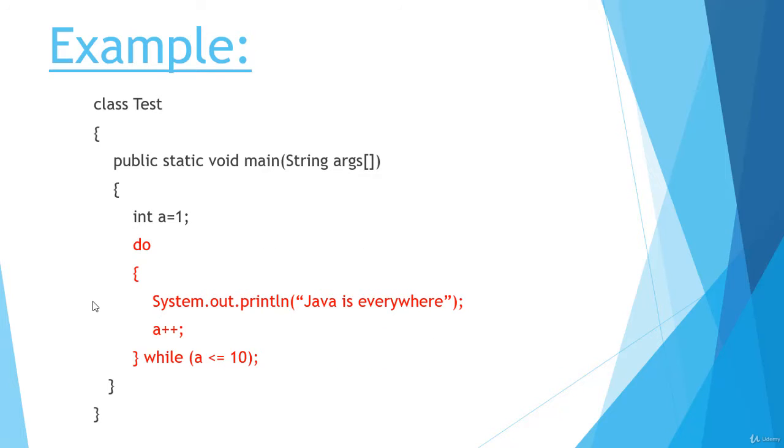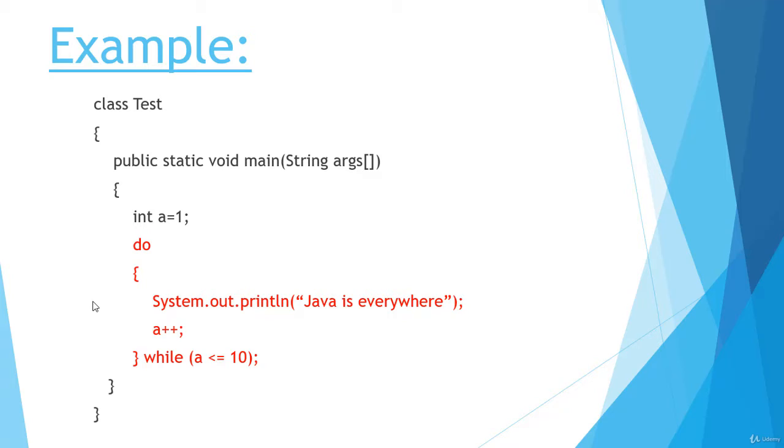Now look at this example. I have created an integer variable a and I initialize it with 1. Then I have started the do while loop. Do these statements while the condition is true. And within the body of the loop I type System.out.println Java is everywhere. So it prints Java is everywhere on the screen and then increments a by 1.